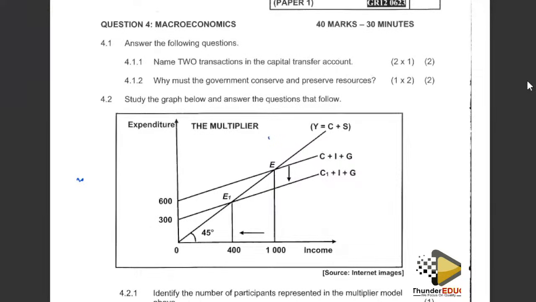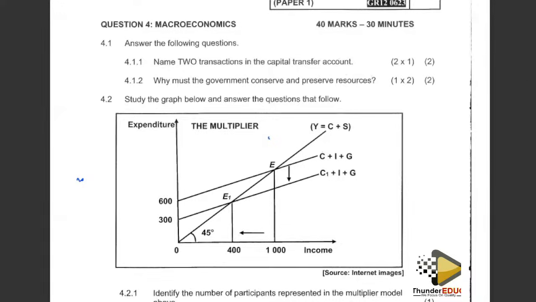4.1.1 goes as follows: name 2 transactions in the capital transfer account. So what is this capital transfer account? The capital transfer account records the transactions pertaining to fixed assets. These are transactions taking place between or amongst different countries. The transactions appearing here are debt forgiveness, grants relating to the ownership of fixed assets, and financial claims and liabilities from migrants.